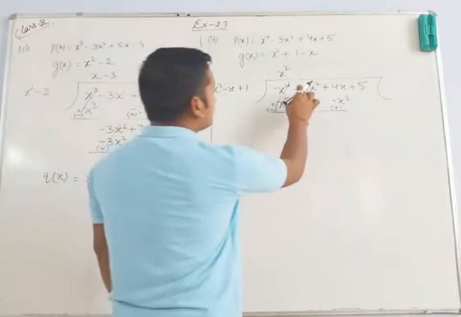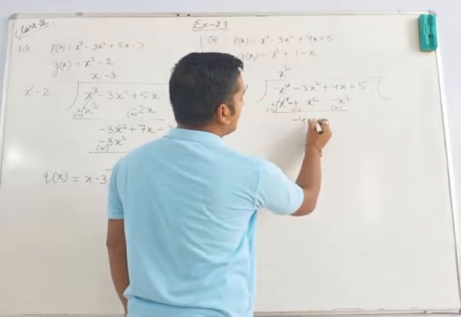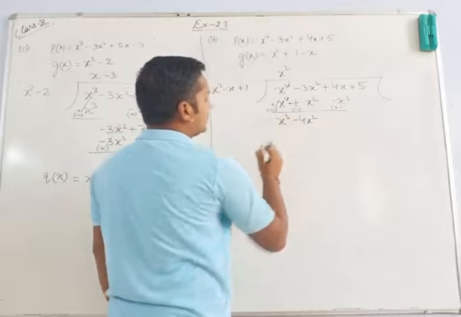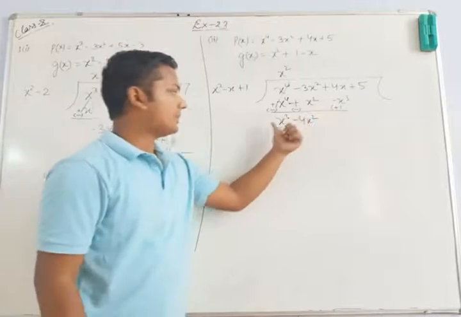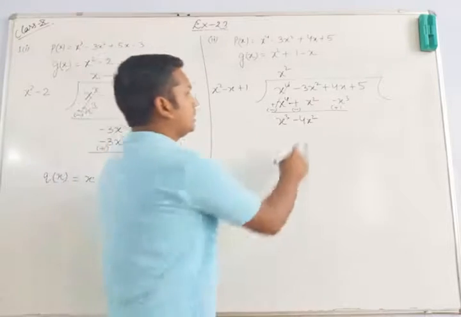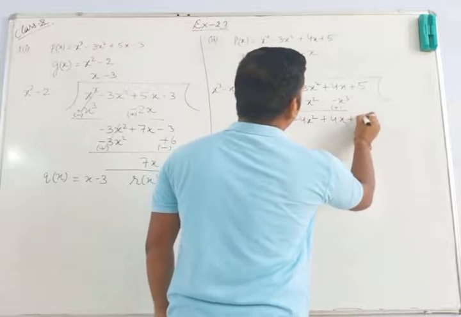Okay, now this minus 3x square and minus x square will give you minus 4x square, and this plus x cube we will be writing at first. Okay, इस x cube को हम पहले लिखेंगे so that we can eliminate the highest power at first. Okay, now plus 4x plus 5.